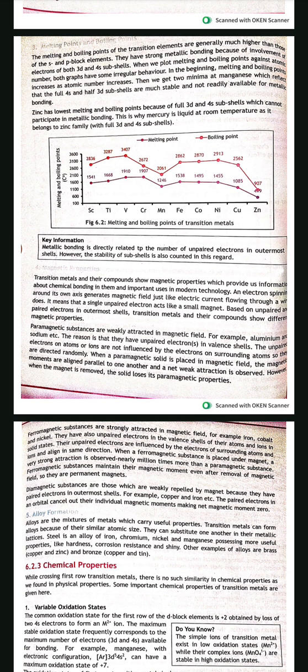Melting points and boiling points. The melting and boiling points of transition metals are generally higher than those of the s and p blocks, and they have strong metallic bonding. If we plot melting and boiling point against atomic number, we get two minima at manganese, which reflects that the full 4s and half-filled 3d subshells are much more stable.